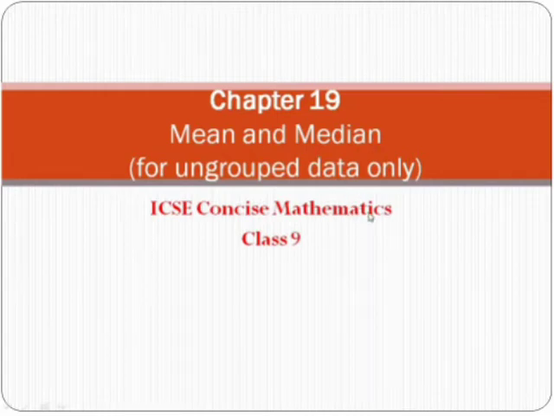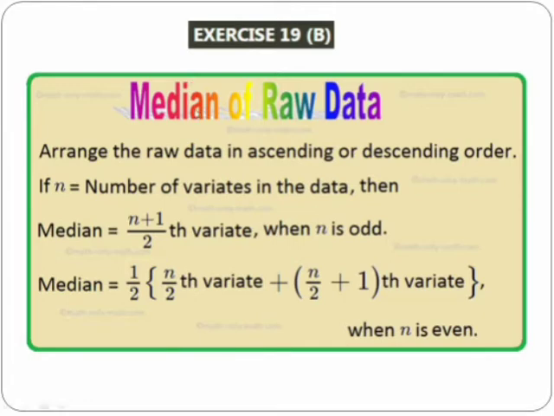Now, what is the meaning of median, or rather what is the formula for calculating median? Let's learn about that. The exercise that we are going to do today is 19b, median of raw data. Raw data is also known as ungrouped data. First and foremost you will be given some data. You have to arrange that raw data in ascending or descending order. It will be better if you keep your data in ascending order.